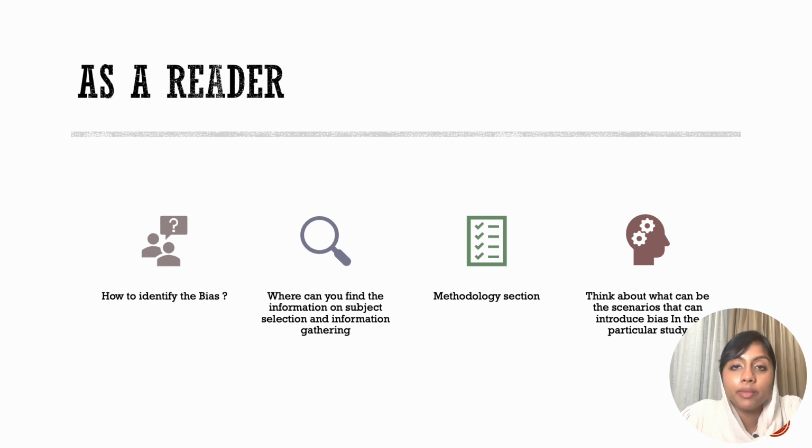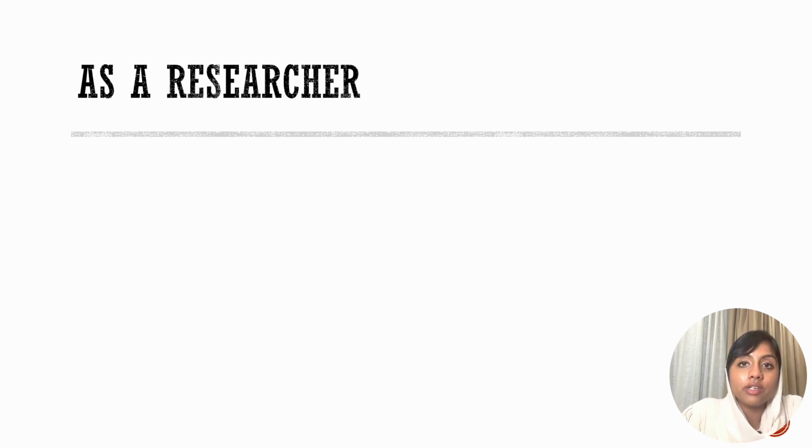You need to check the methodology section, where they would have written in detail about how they selected the subjects or how they collected the information. That is something you can interpret, and you can think about the different scenarios that might have introduced the bias. Now, coming to what role does it have in a researcher?